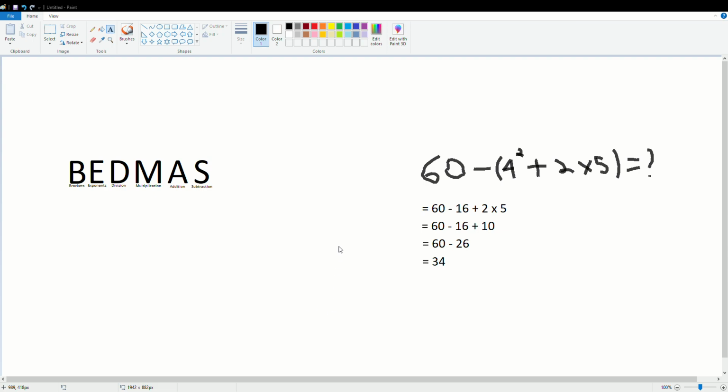60 minus bracket 4 squared plus 2 times 5. 34. We did it properly. So there you have it. That is how you simplify a BEDMAS equation using BEDMAS.